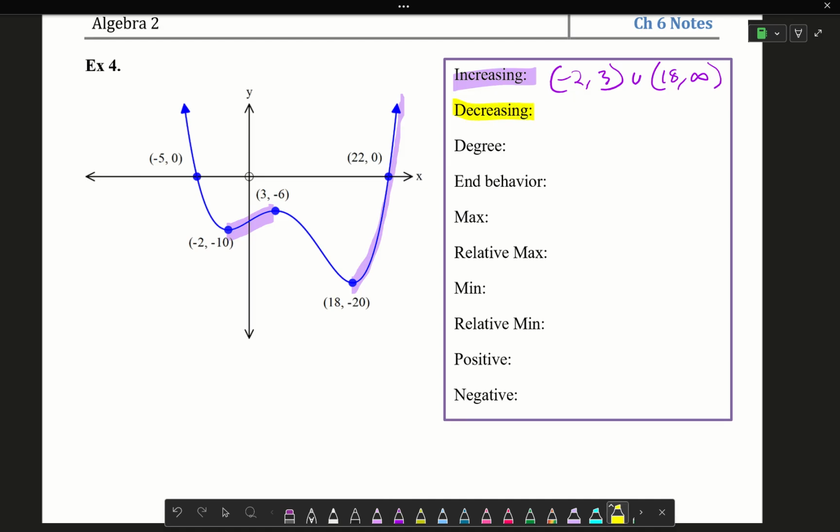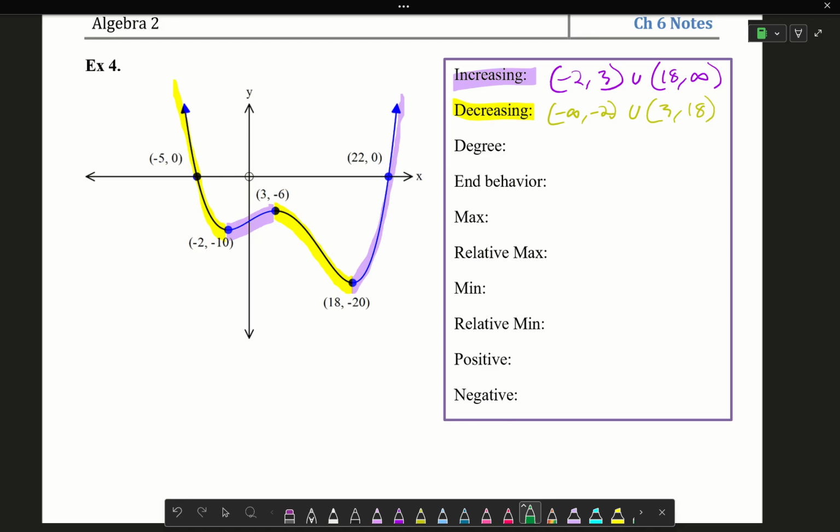All right, decreasing. We have two decreasing sections this time, coming in from the left all the way until we get to -2. And here, starting at 3, moving until we hit 18, so we are going to need a union again. Okay, so coming in from -infinity all the way until we reach -2. Pop a union in here. And then from 3 until we reach 18. Nice.